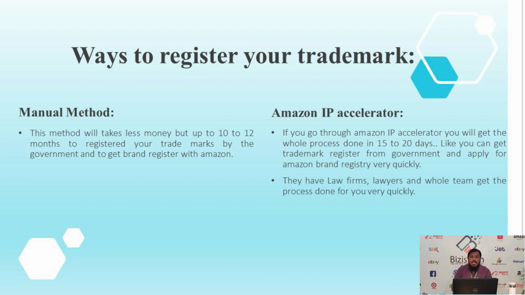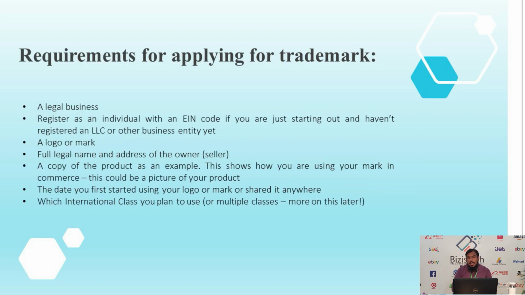But the main benefit which IP Accelerator gives us is this: the main purpose of registering a trademark is to get the Brand Registry benefit on Amazon Seller Central, and we can get the Brand Registry benefits if we register a trademark through IP Accelerator on the day we apply for the trademark. In the other method, we have to wait 10 to 12 months for the trademark to be registered, and then using that trademark number we can register for Brand Registry on Amazon Seller Central. So if you are an Amazon seller, it is highly recommended to use the Amazon IP Accelerator method to register your trademark. Now let's move to the next step and see how these two methods work.